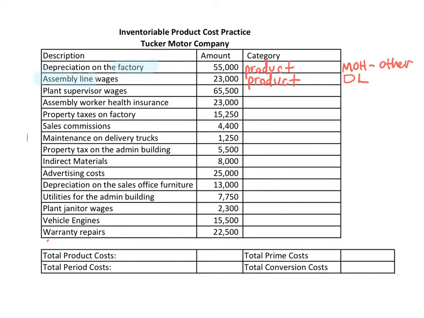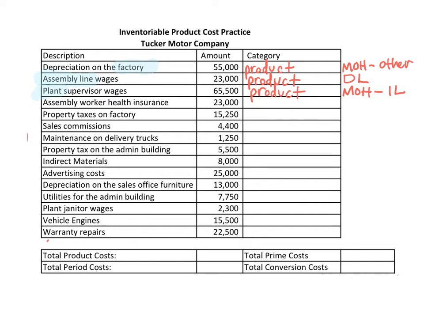Now let's go to the next one, plant supervisor wages. The keyword here is plant. Since these wages occur in the plant, that means they have to be one of our product costs. Now the supervisor works in the factory but is not on the assembly line, so that is what we call indirect labor, which is part of manufacturing overhead. So overhead, and then I will put IL for indirect labor.